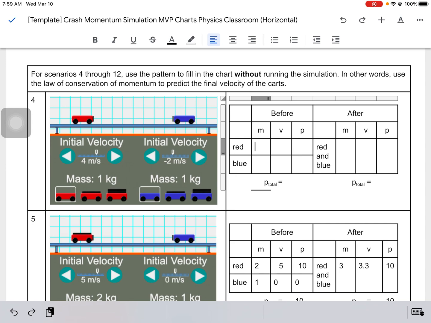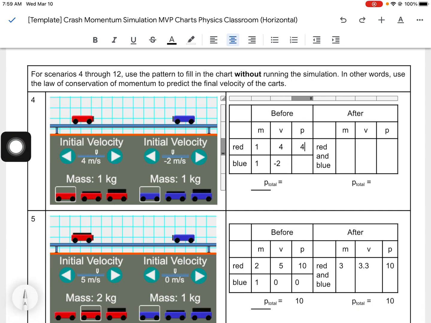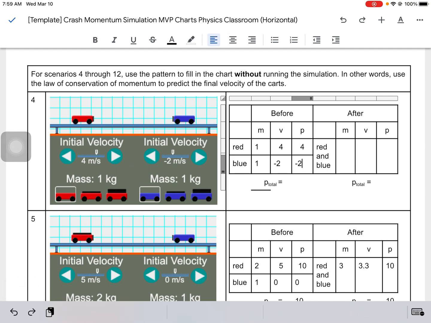Okay, so the mass is 1 for the red cart. Its velocity is 4 meters per second. The blue cart right here, its mass is 1. Its velocity is -2 meters per second. So how do we find the momentum? Well, momentum is just mass times velocity. P equals m times v. So 1 times 4 is 4. The momentum of the blue cart is 1 times -2, which is -2.